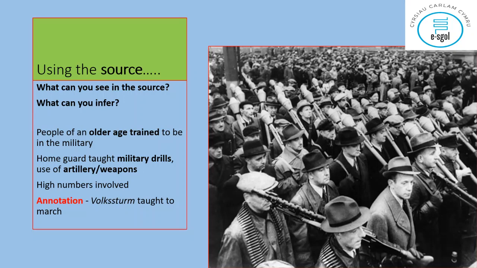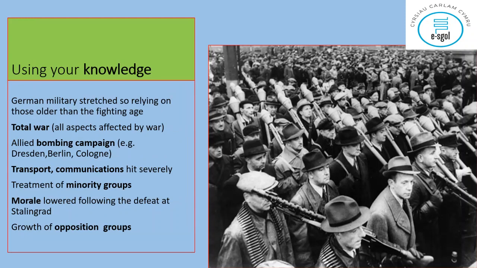So what about knowledge then? What else can we discuss? Well, the first point that I included was the military was stretched. So they're relying on those older than the fighting age. They're needed for the war effort. Maybe it shows total war. The idea that all aspects are affected by the crisis, whether that's soldiers, civilians.